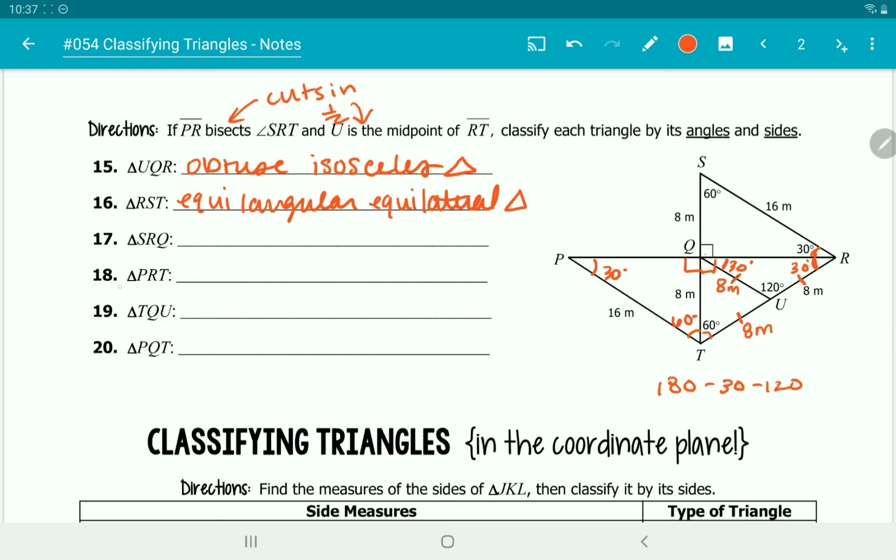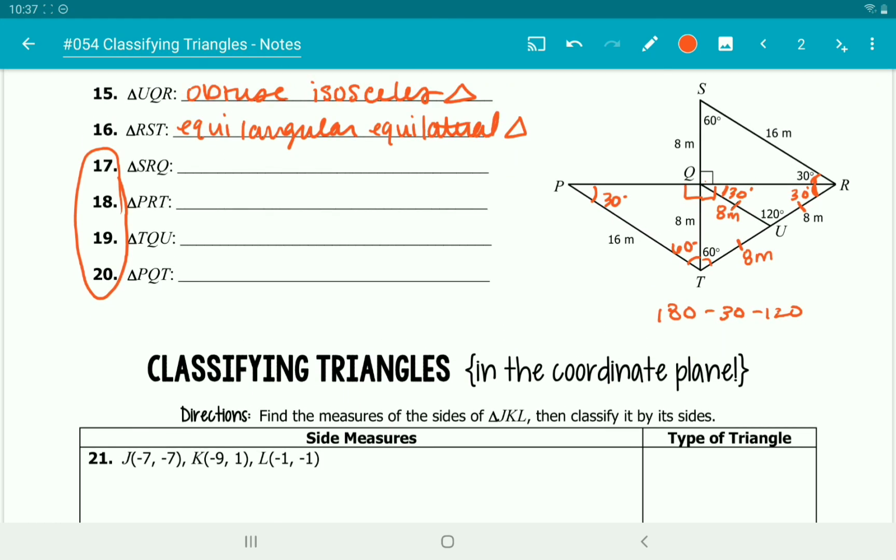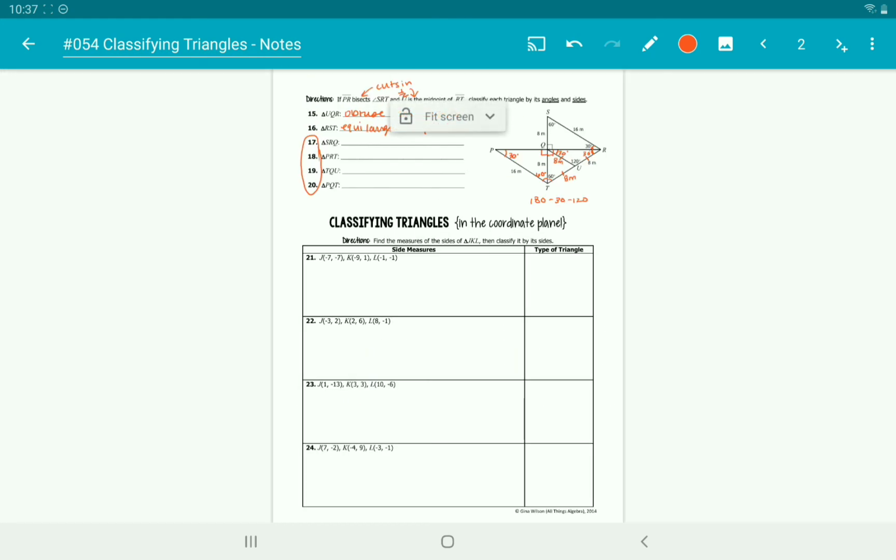I want you to go ahead and try the rest of these on your own. Pause the video and try those ones on your own, and see what your answers are. I'm not going to give you the answers to them. Just first determine whether they are acute, obtuse, right, or equiangular, and then determine whether they're equilateral, isosceles, or scalene.